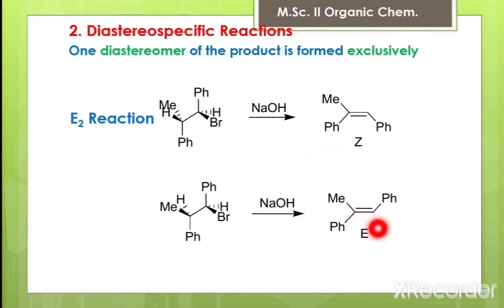In the next case, we get the E as the major product. Why do we get the E as the major? Because here this hydrogen is on the back side and the bromine is on the front side. That means they are anti to each other. Therefore, we get the trans as the major product.